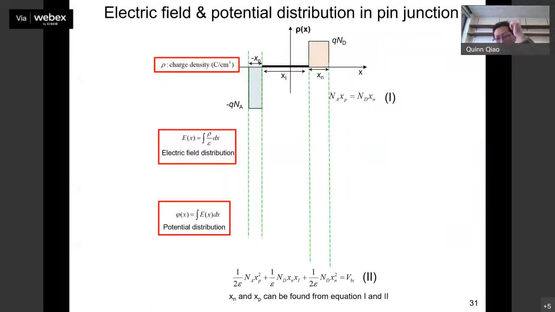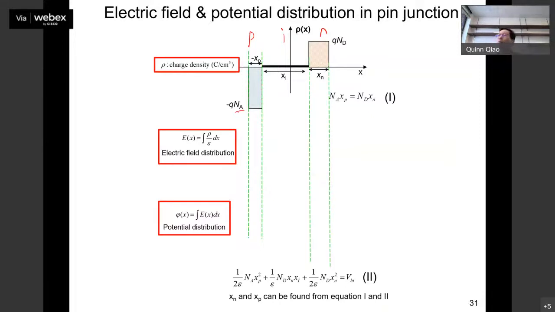Now let's take a look at this example. As we just mentioned earlier, we have this PIN. You see here is a P, an I, an N. Why is it PIN? You see here is this N_A. On the P side, you have acceptors, and on the N side, you have donors. That's why whenever you see N_A, that's the P side, and whenever you see N_D, that's the N side.